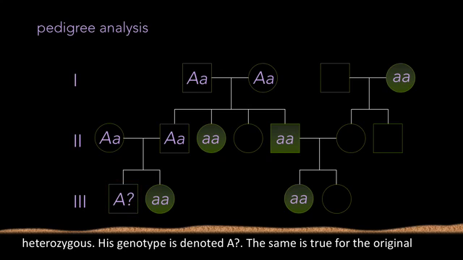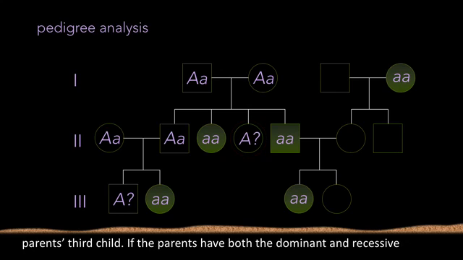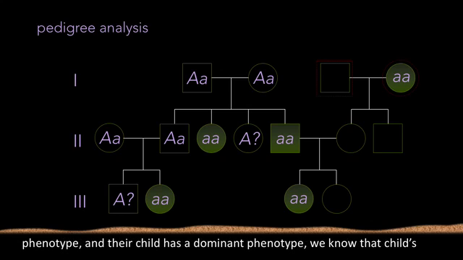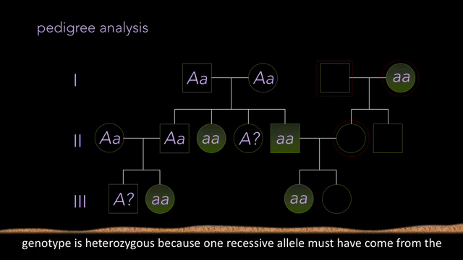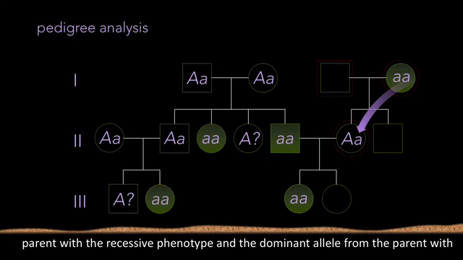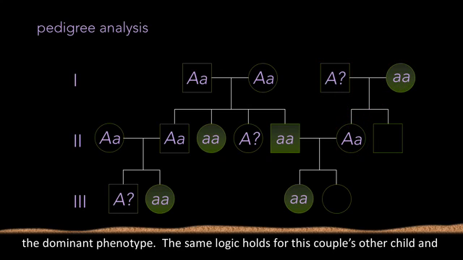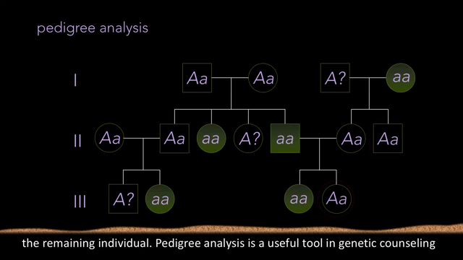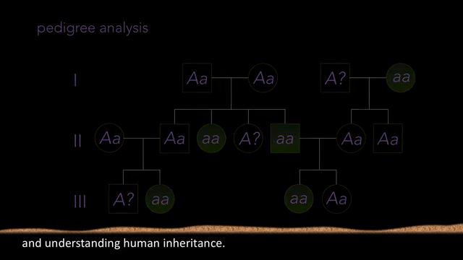The same is true for the original parents of the third child. If the parents have both the dominant and recessive phenotype, and their child has a dominant phenotype, we know that the child's genotype is heterozygous because one recessive allele must have come from the parent with the recessive phenotype and the dominant allele from the parent with the dominant phenotype. The same logic holds for this couple's other child and the remaining individual. Pedigree analysis is a useful tool in genetic counseling and understanding human inheritance.